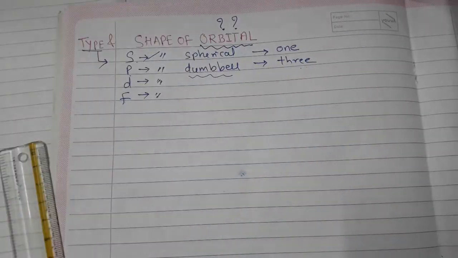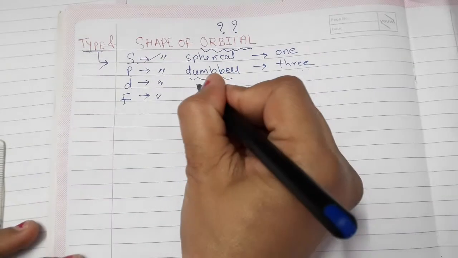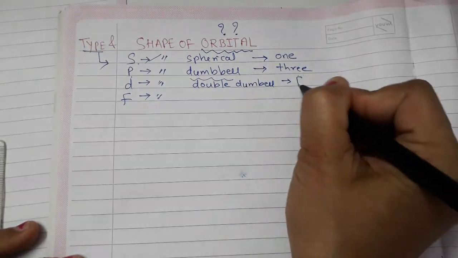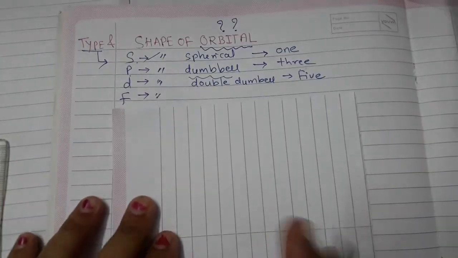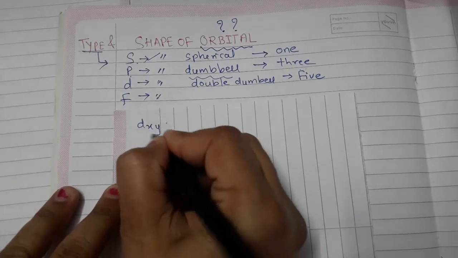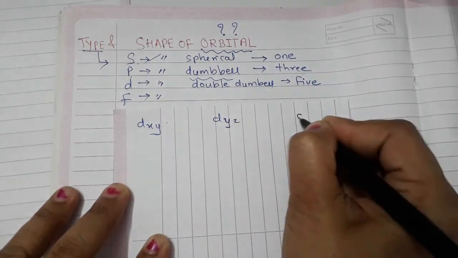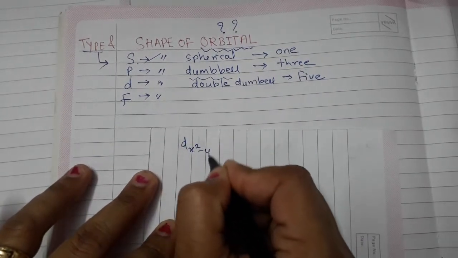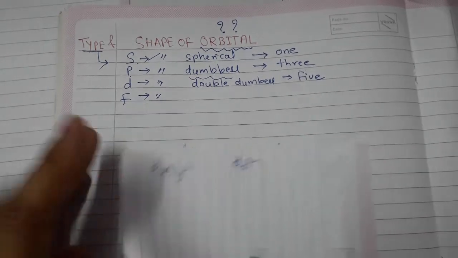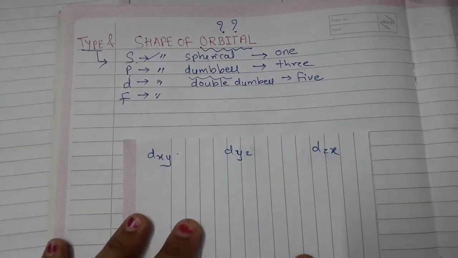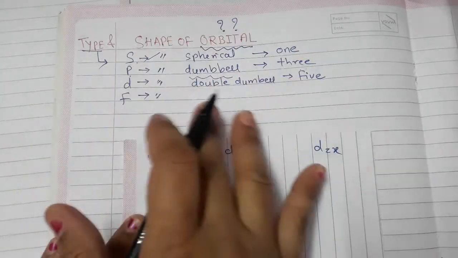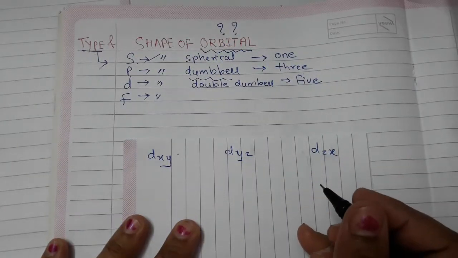Now we are moving towards d orbital. Now d orbital is double dumbbell. It is having double dumbbell shape and it is of 5 types. Alright. First of all, I will just name which are those 5 types. We have dxy, we have dyz, we have dzx. Okay. And we are having dx square minus y square, dz square. Now definitely you might be thinking from where the type came, from where the shape came. All this topic will be explained in the quantum numbers subtopic.